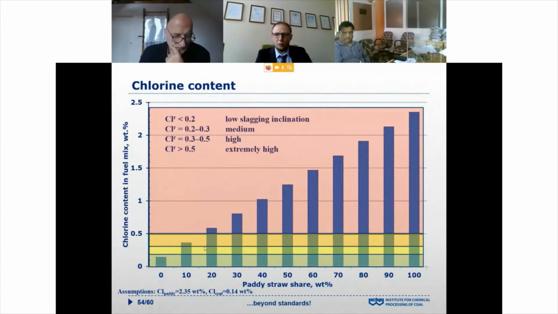Of course, this is only indexes. It would be better to provide some investigations in reality. However, according to this index, a paddy straw content of more than 10% creates serious problems in terms of slagging and corrosion.